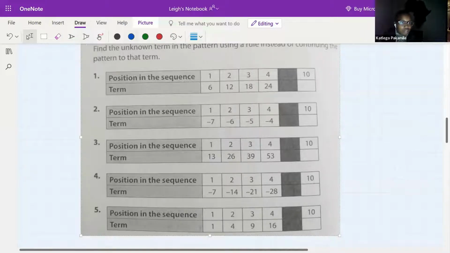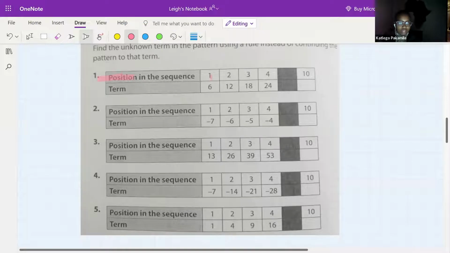Okay, so let's do number 1 together. For number 1, we have position. The first one is 6. The second one is 12. The third one is 18. The fourth one is 24. Tatum, can you tell us what the fifth one is?